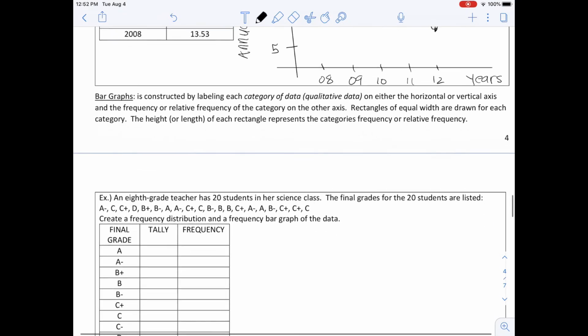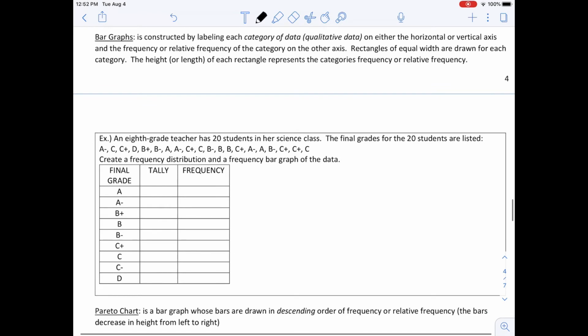The next graph that we have is our bar graph, and this is constructed by labeling each category of data, our qualitative data, on either the horizontal or vertical axes and the frequency or relative frequency of the category on the other axes. Rectangles of equal width are drawn for each category. The height or length of each rectangle represents the category's frequency or relative frequencies.